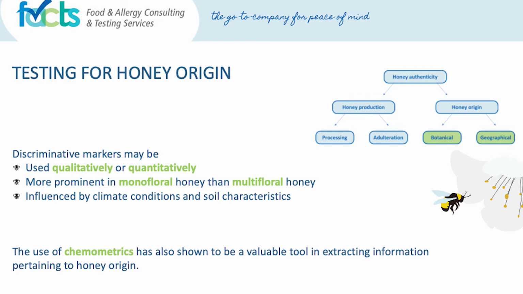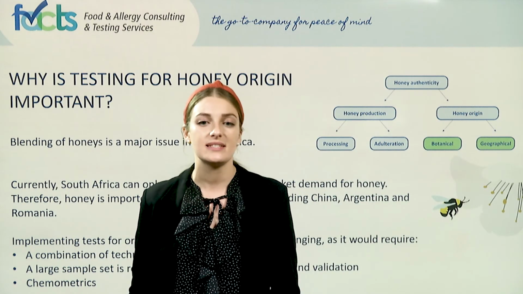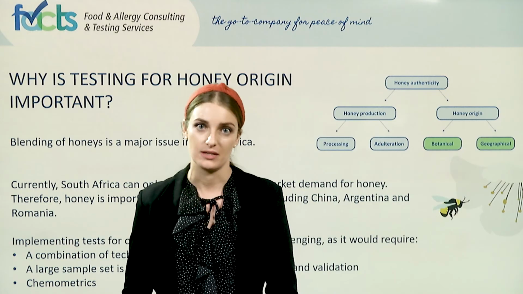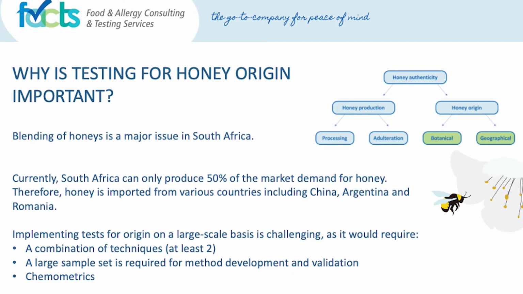The use of chemometrics has been shown to be a valuable tool in extracting information pertaining to honey origin. So why is testing for honey origin so important? Well, the blending of honeys is a major issue in South Africa. Currently, South Africa can only produce 50% of the market demand for honey. So honey has to be imported from countries like China, Romania, and Argentina.